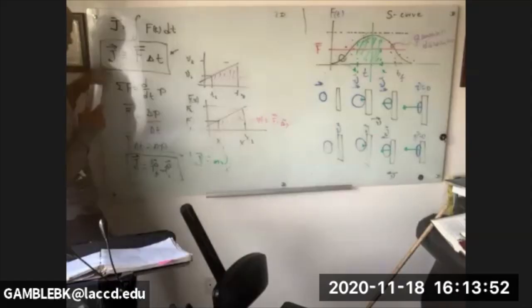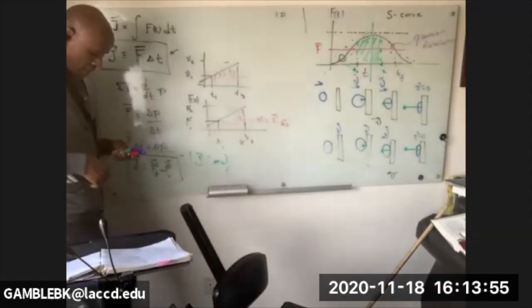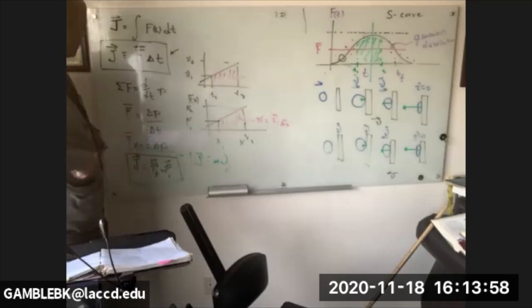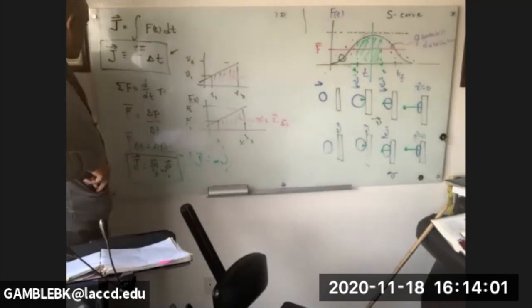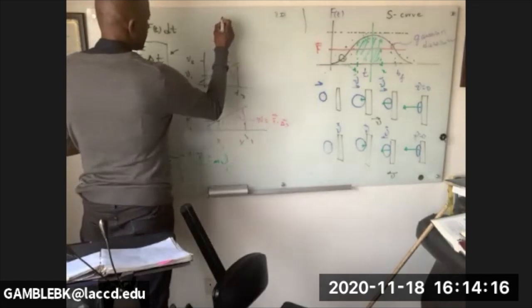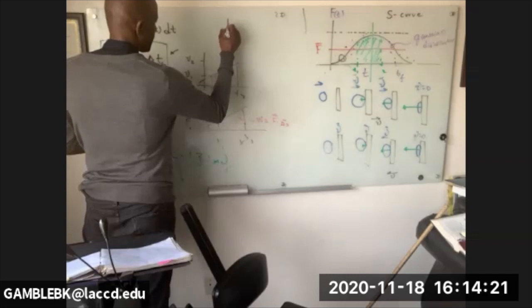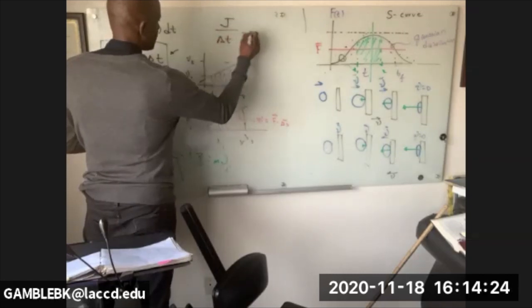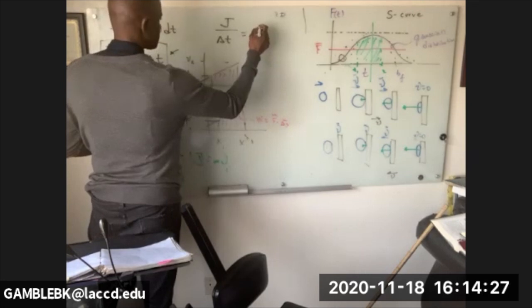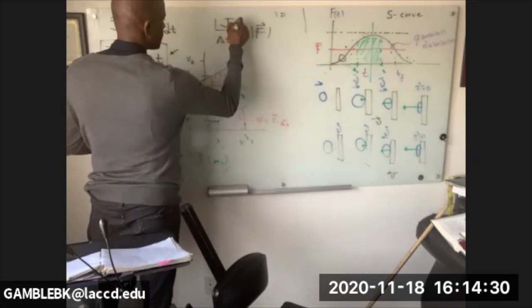Let me change this around a little bit. If I take this equation here, yeah, maybe this is the way to do it. J over delta T is equal to F. That's a little bit better way to see it. Let's look at the magnitudes.